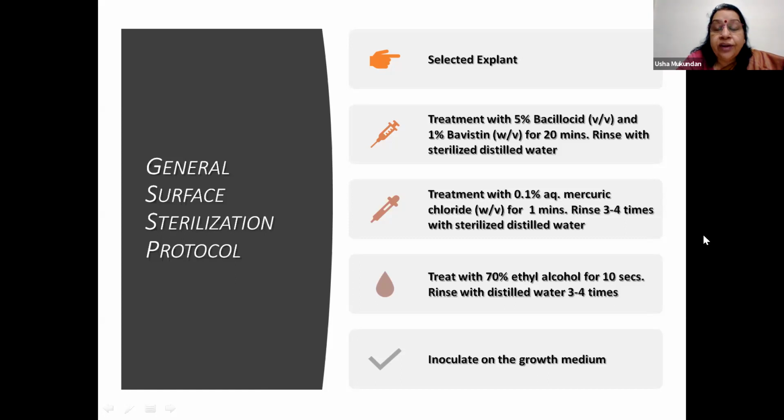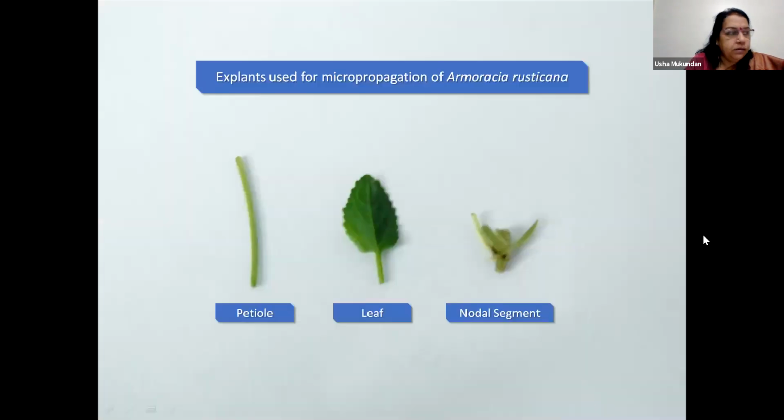After this, you rinse very well because you don't want any of the sterilizing agent to remain on the surface of the explant, because you don't want the plant material to be affected. You want only the microorganisms to be killed. And when I use the word aseptic, it means an explant from which the surface contaminants have been removed. So this aseptic plant material is then inoculated on the growth medium. Is that clear to you all?